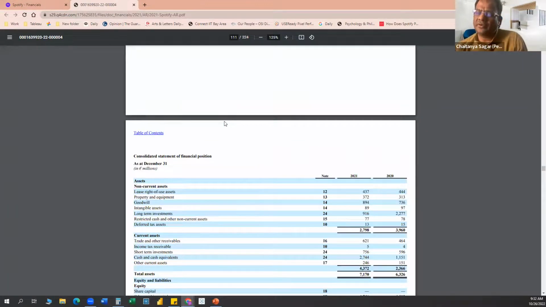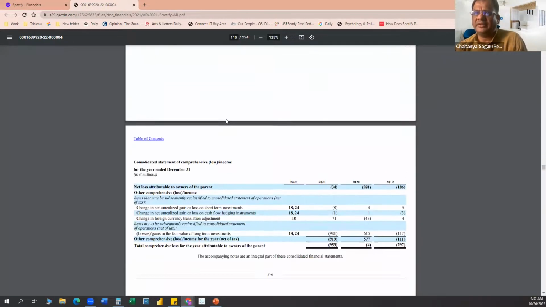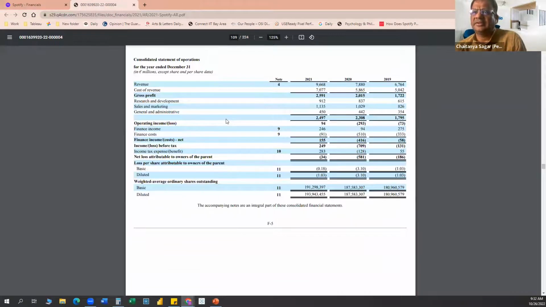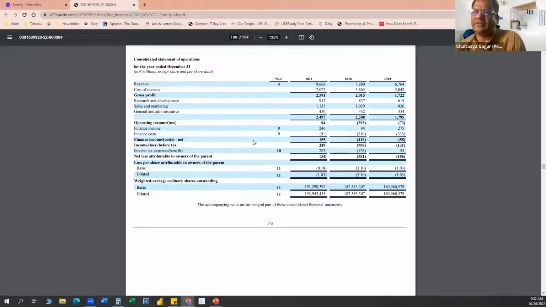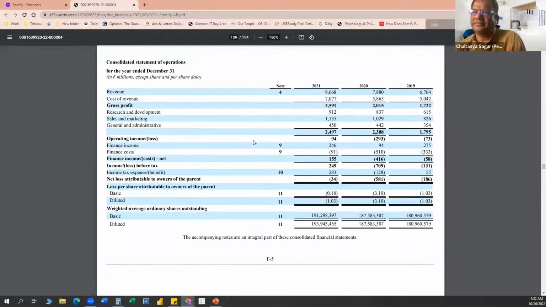Let's just go to the top. Let's look at the income statement only. Just zoom in so that the numbers can be larger.